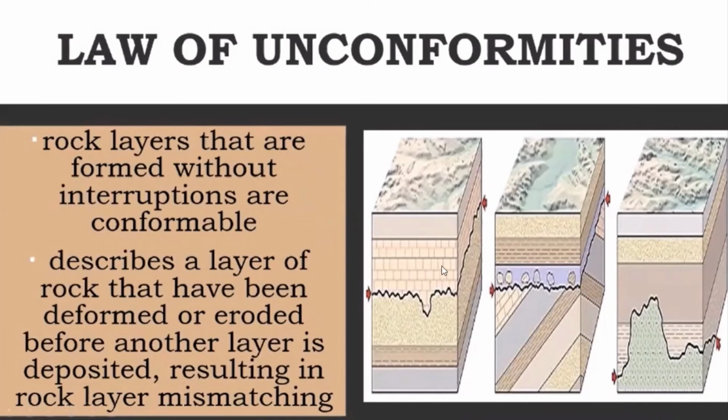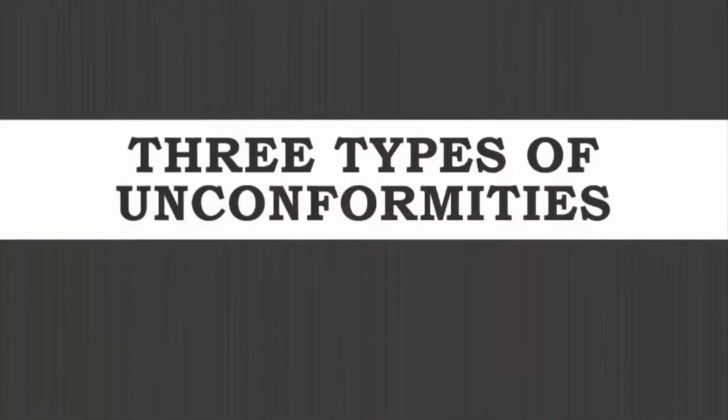So you will see here the different mismatched layers because of the unconformities, which have been deformed or eroded before another layer is deposited. So that can happen.